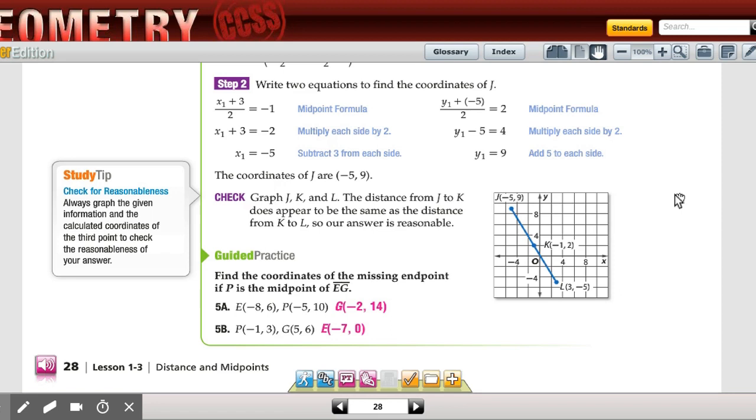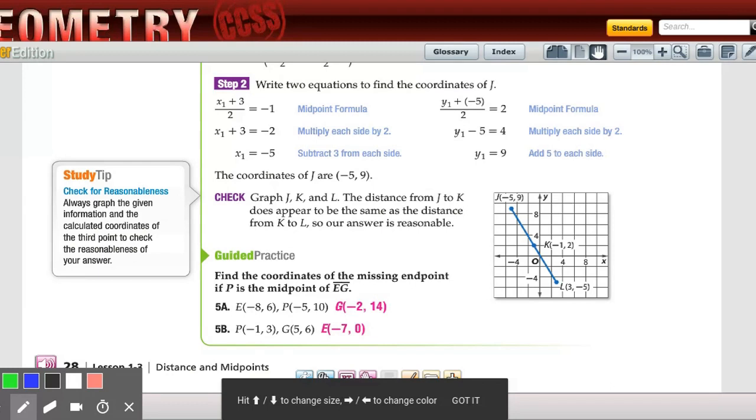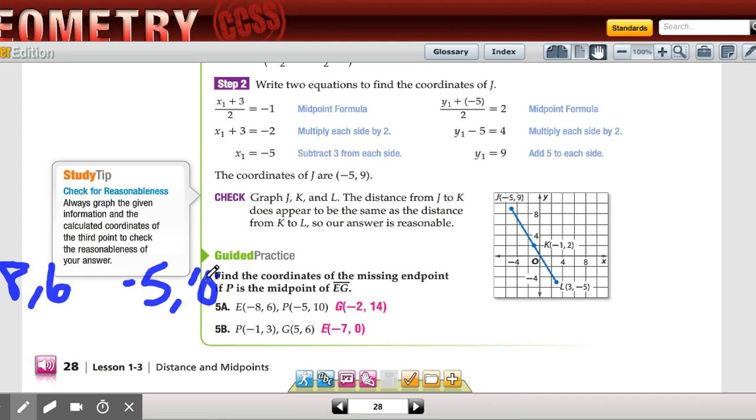So again, if you use the midpoint formula, here's my -8, 6. Here in the middle is -5, 10. And they go through this long thing to say, how do you find out what this other point is? Because if I know this one's here and this one's here, but that's the midpoint, I look at it and I do it visually.